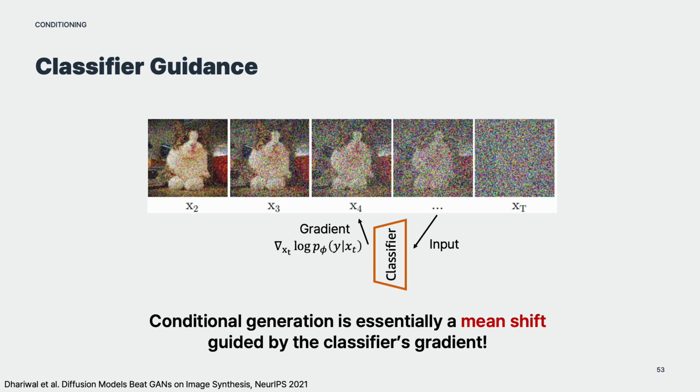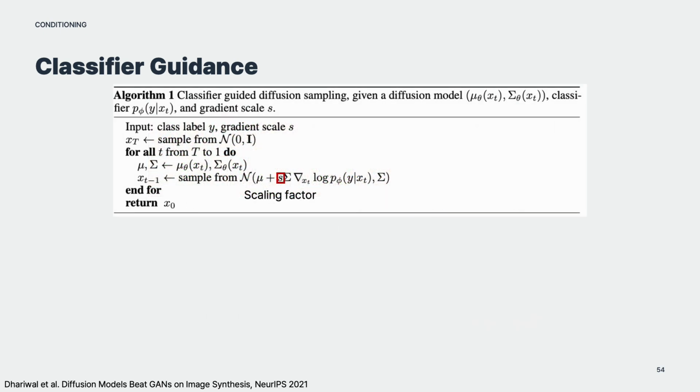Illustrated graphically, this means that given an input at some point in the denoising process, we can compute the classifier's guidance at that input and use it to steer the image generation trajectory accordingly. Looking at the pseudocode, we can also see that a scaling factor S is applied, which practically controls the strength of the steering during generation.